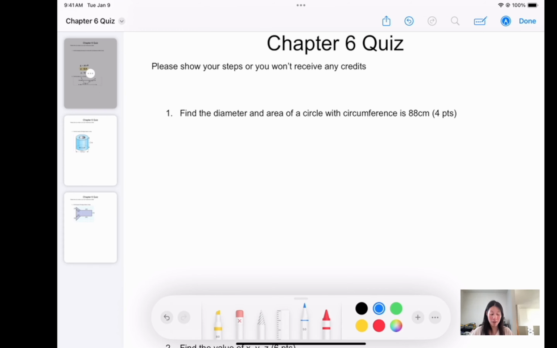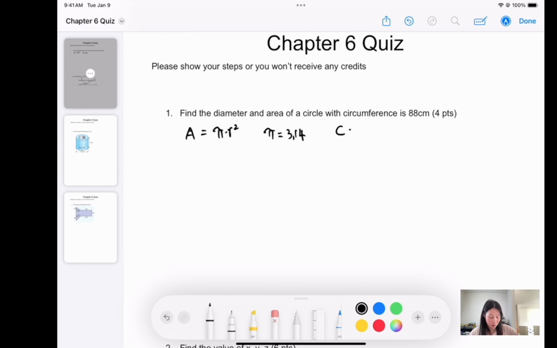In this one, we are given the circumference of a circle and you need to find the diameter and area of the circle. First, you need to list the formulas. Area is equal to pi times r squared, where pi is equal to 3.15, and r is the radius of the circle. Then circumference is equal to 2 times pi times r.